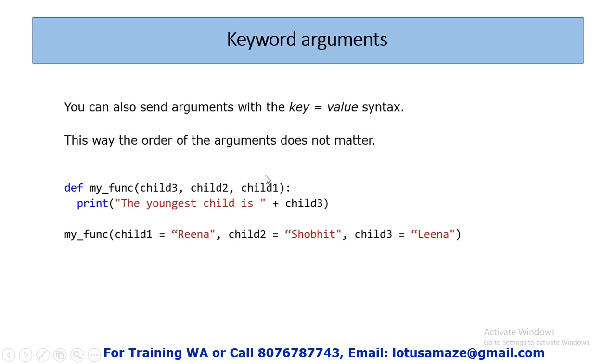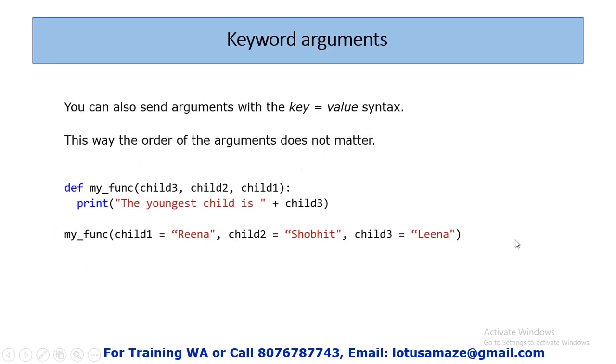So in this case, how can we remove this ordering? By passing child1 with this name equal Reena, child2 as Shobhit. In that case, wherever child1 is written, it will pass Reena to that. Through the key name, it's mapping and assigning the value. Similarly for child2 and child3. So keyword arguments means we have a key equal value combination so that we can pass arguments in any order.